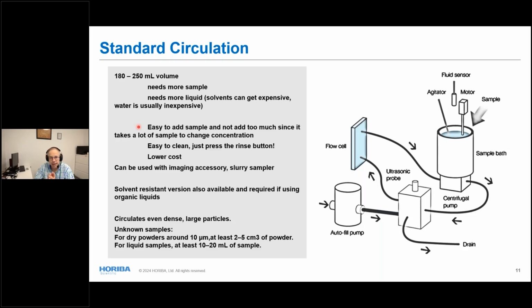With all these pumps and automatic filling, which I didn't mention, we have a fill pump on this and an automatic drain. You can just press a button and the system will rinse itself. Or you can tell it to rinse 5 times. You press the button, it just keeps going. This can be used with our imaging accessory, and I'll mention that a little bit, along with the slurry sampler, another sample handling accessory I'll mention. There is a solvent-resistant version, which you really need if you're using organic liquids, and it circulates even large, dense particles.